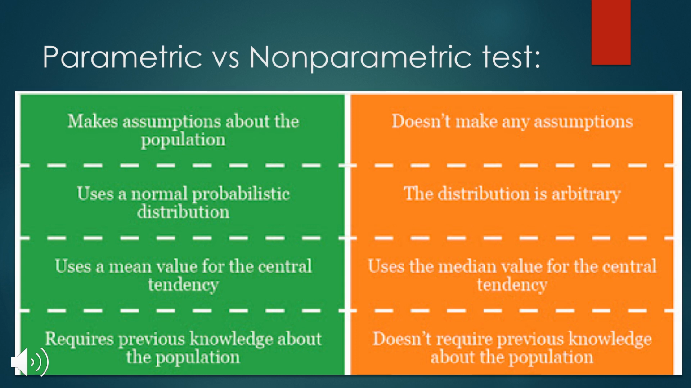Parametric tests use the mean as a central tendency. Mean is nothing but the average. If there are two numbers, we take the average of them, for example, 2 plus 4 by 2, that is the mean. Whereas median indicates the middle value, and non-parametric tests use the median as a central tendency. For example, 1, 2, 3, 4, 5. Here 3 is the middle number, so 3 is the median. Whereas parametric tests require previous knowledge about the population, non-parametric tests don't require any knowledge about the population.